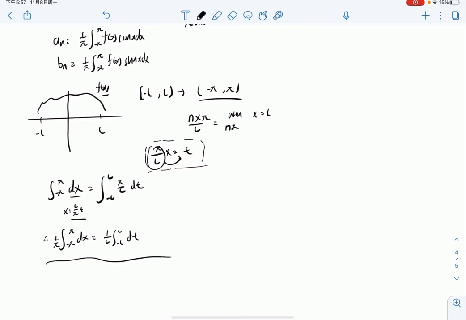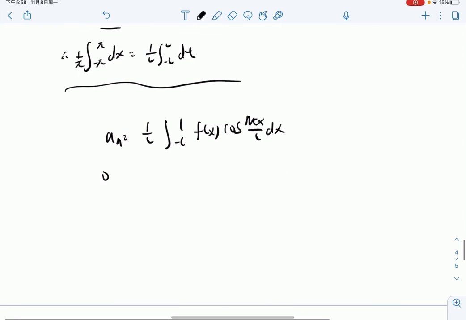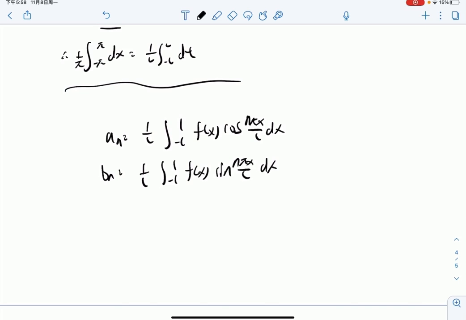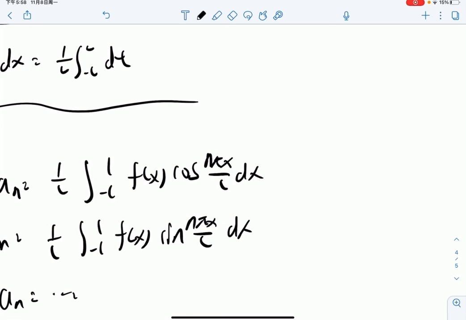So from this we can get the formula: an is equal to 1 divided by L times the integral from negative L to L of f(x) cosine n pi x over L dx, and bn is equal to 1 divided by L times the integral from negative L to L of f(x) sine n pi x over L dx, and a0 is equal to something similar. I kind of forgot. Okay, let me see how to simplify this.